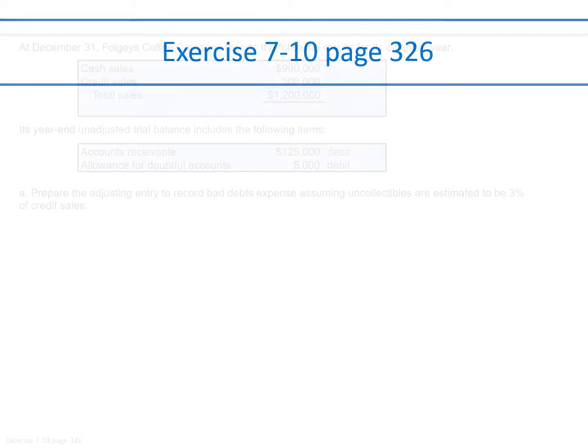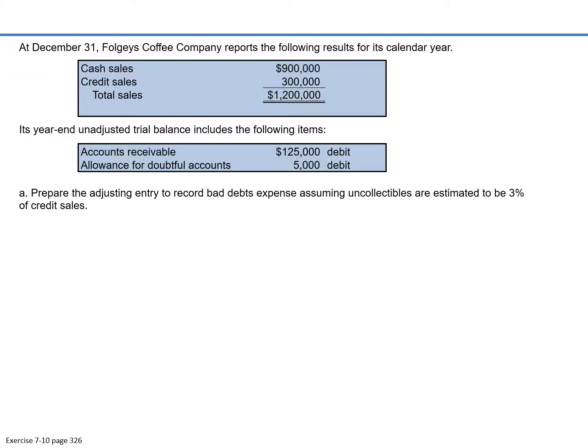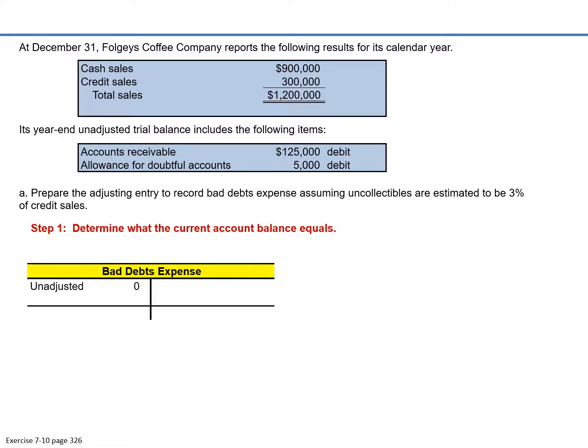Exercise 7-10. So, at December 31st, Folgers Coffee Company reported the following results for its calendar year. Its year-end unadjusted trial balance includes the following items. So they want us to prepare the adjusting entry to record bad debt expense, assuming uncollectibles are estimated to be 3% of credit sales. So, what's the balance equal? It's 0 right now. What should it be? $900,000 of credit sales times 3%.